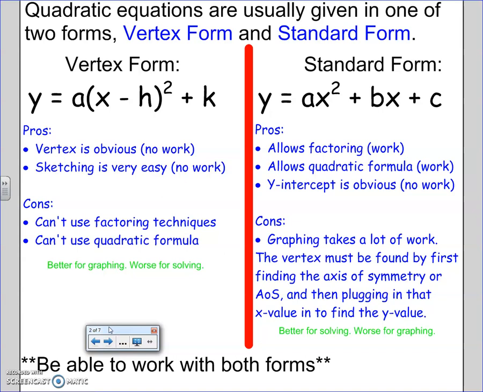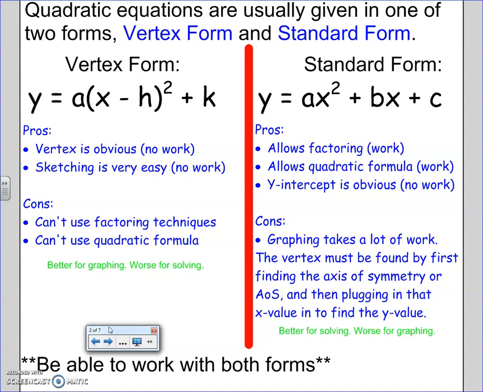Standard form is ax squared plus bx plus c. That allows us to factor, that allows us to do quadratic formula, so that means that we can solve it. It does require work. The y-intercept is obvious, there's no work for that, it's just c. And the cons are graphing takes a lot of work. You have to find the vertex first, find the axis of symmetry, and then plug that in to get the y part of the vertex. So standard form is better for solving, worse for graphing.